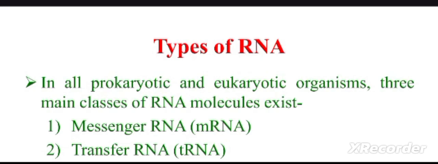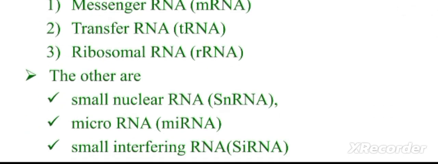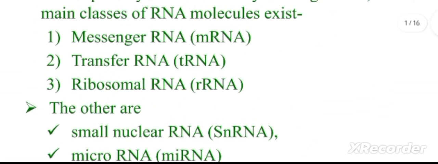In today's class, let us begin with types of RNA. Both in prokaryotes and in eukaryotes, you see here the main classes of RNA molecules: mRNA, that is messenger RNA, transfer RNA, and ribosomal RNA. The other RNAs are small nuclear RNA, microRNA, and small interfering RNA. And also another one is heterogeneous nuclear RNA, that is hnRNA. So these are the most important types of RNA.